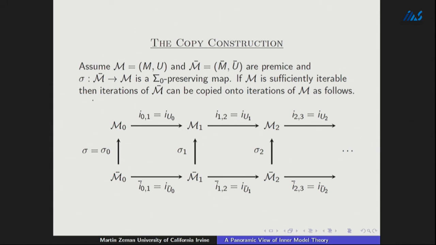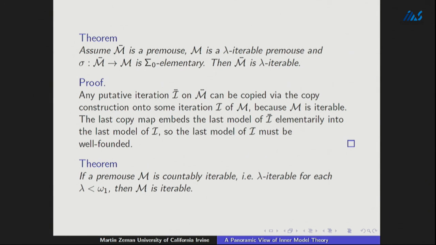And what is it going to give you? If the mouse on the top board is lambda iterable, then the mouse on the bottom board is lambda iterable. That's a direct corollary, because you just take an iteration of length shorter than lambda on the bottom board and you just copy. But it also gives you the following, which I call a theorem now. And that's less obvious.